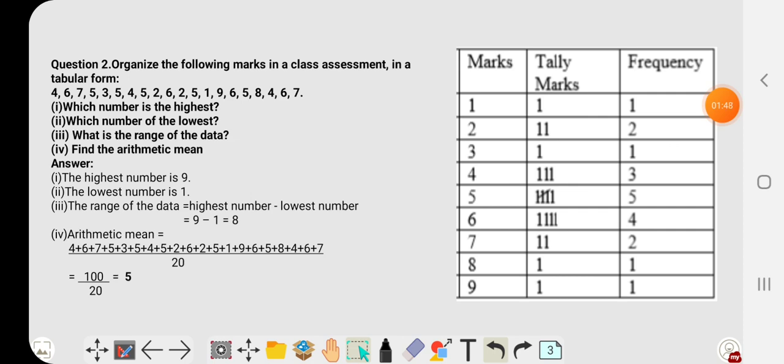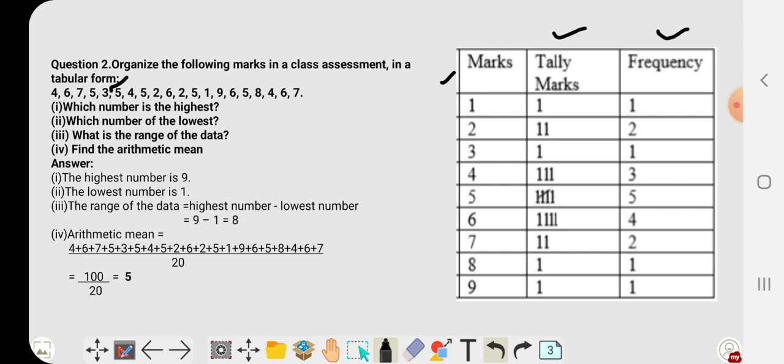Question number 2 is: organize the following marks in a class assessment in tabular form. These are the marks obtained by the students in a class, and we have to set all these marks in a table. Tabular form means we have to write all these in a table. So we have made a table. The first column is of marks. Now tally marks and frequency.